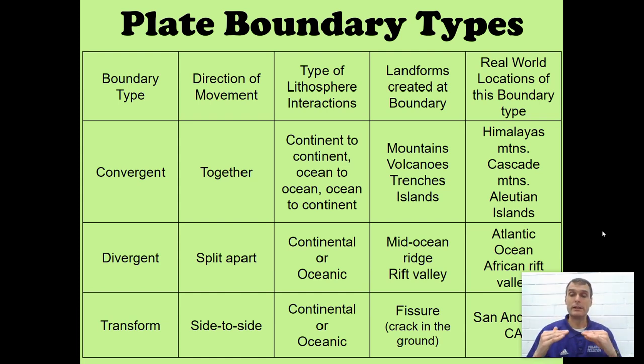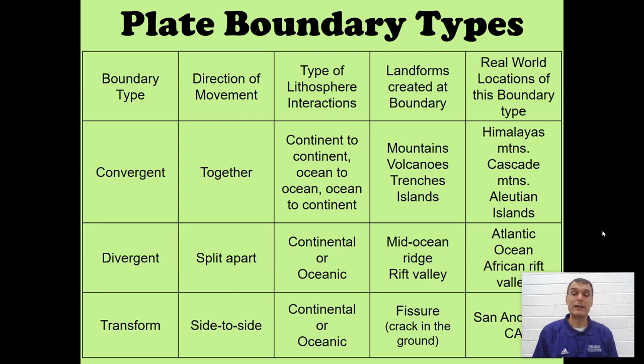We can have continent to ocean. We know continent's going to stay on top and ocean's going to go underneath. This is going to cause volcanic mountains, like the Cascade Mountains, like the Aleutian Islands off the coast of Alaska. And then we can also have ocean to ocean running into each other, and one of them will be more dense and go underneath, and that leads to trenches. It leads to chains of volcanic islands, and that's how we get a lot of the different features that we see.